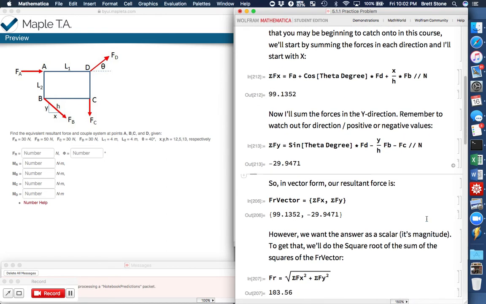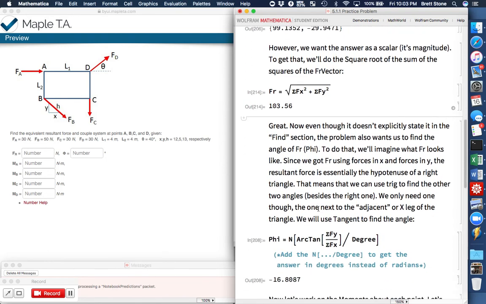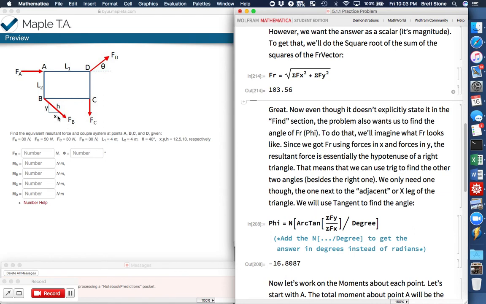And then I put it in vector form because I wanted to see it that way. We don't actually use that. But then for the square root, you just put in Control-6, and then whatever you called your sum of the forces in the y and your sum of the forces in the x. And we get that value. Now they want the angle between the x-axis, which is in the BC direction, and that resultant force.